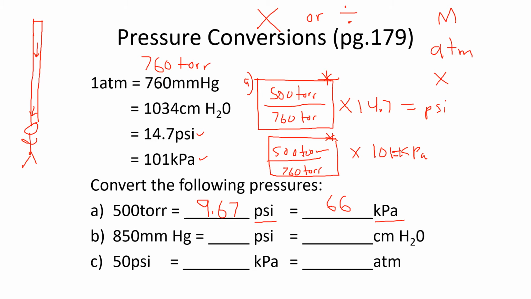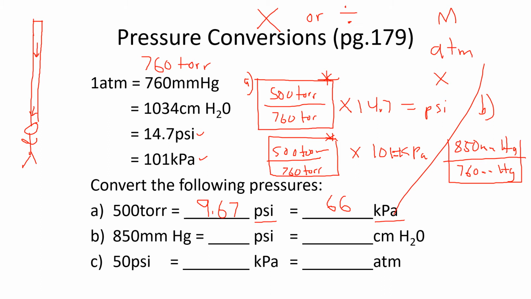All right, let's do B. So for B, we have 850 millimeters of Hg. I know that for every atmosphere, I get 760 millimeters of Hg. So that is my pressure in atmospheres. And to get PSI, all I got to do is multiply by 14.7. And then all I have to do is multiply by 1,034 to get centimeters of water.